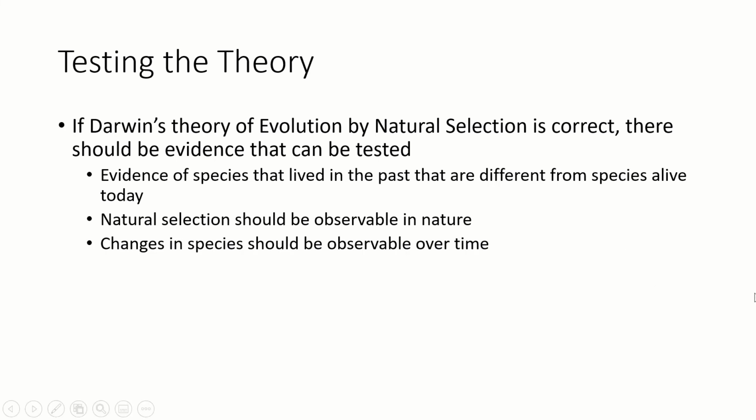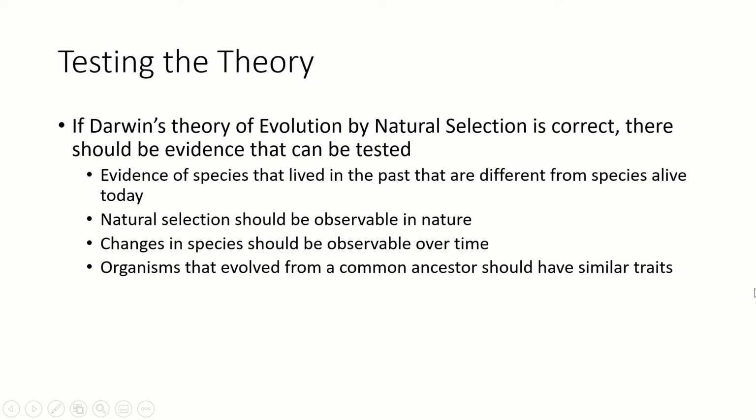And we should be able to see changes in species over time. Organisms that evolved from a common ancestor should have similar traits, and that makes sense. If the common ancestor developed a trait that was useful and advantageous, then that advantageous trait would be passed to the offspring. If it continues to be advantageous, it would continue to be passed to more offspring. So that makes sense, right?